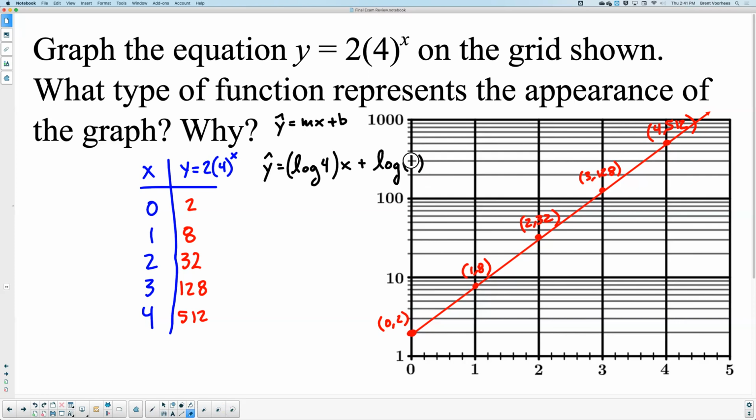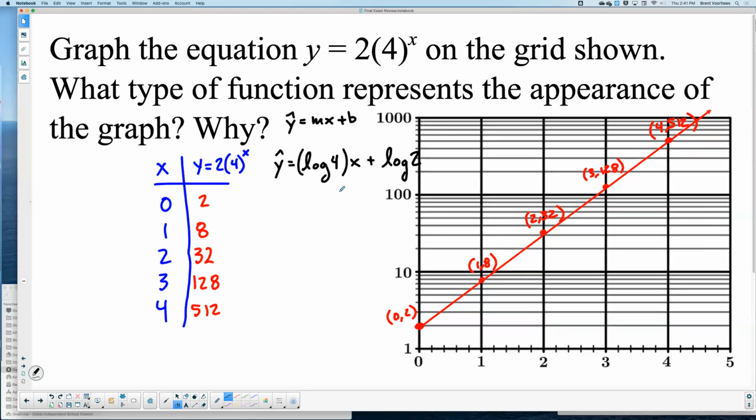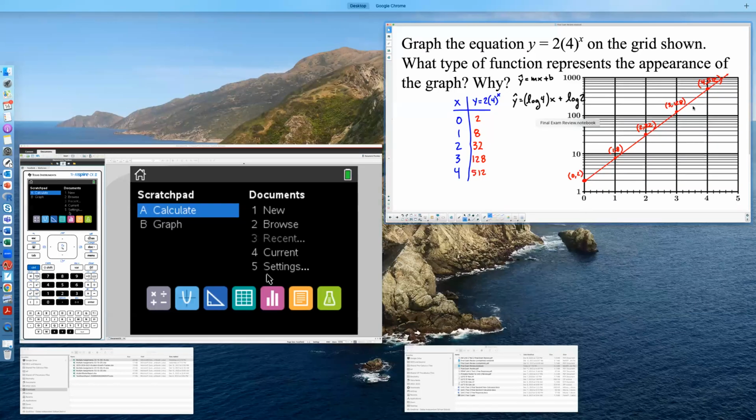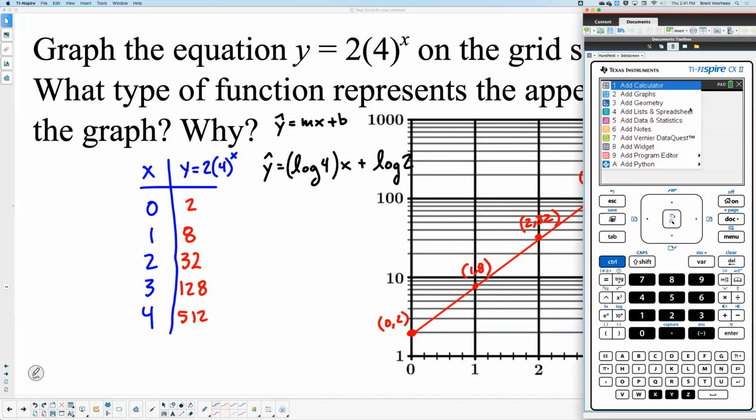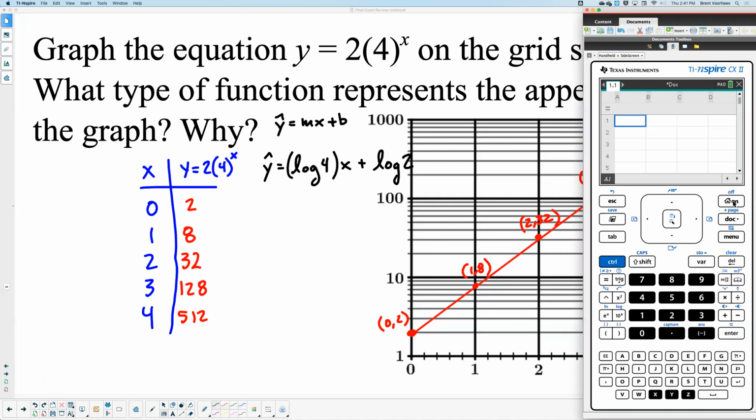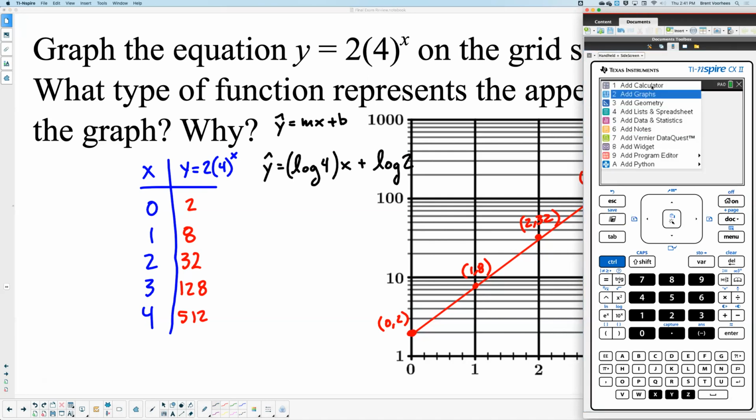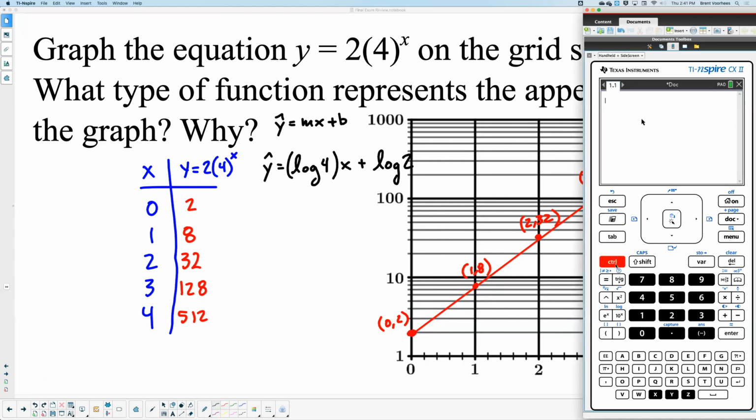I don't need a parenthesis around that 2. Sorry, it's just a 2. I'll do it like that. That would be that. So what do I mean by this? Let me just show you quickly on my calculator. If I go to calculator, and I type this value in, this is telling my slope. If you're like, what's the slope of this line? Well, it's whatever log 4 is.